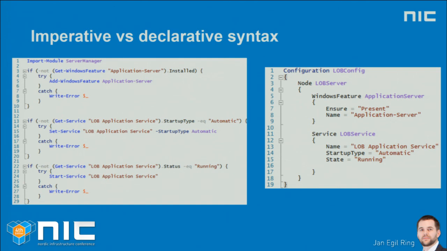If you look at the imperative example on the left, we see that there we actually are going ahead and running Add-WindowsFeature to install it. But in the declarative syntax, we're only stating how it should look like. So under the hood, there are something called DSC Resources, which we will talk more about, which actually implements the logic of installing it.